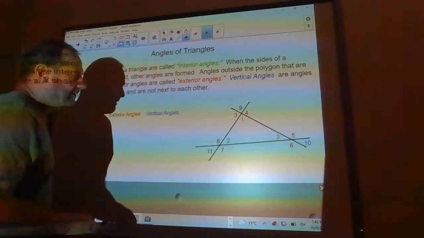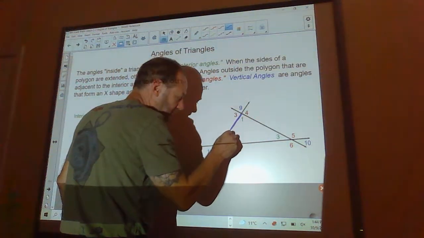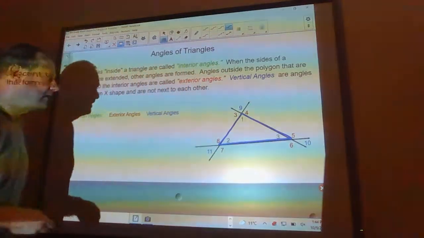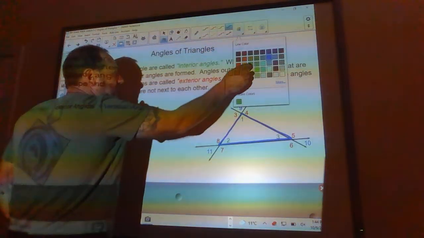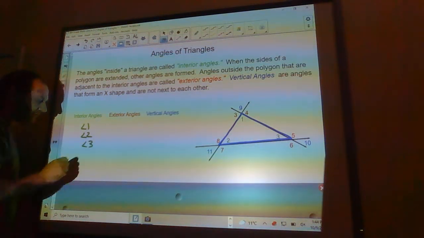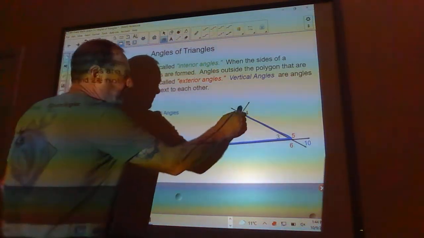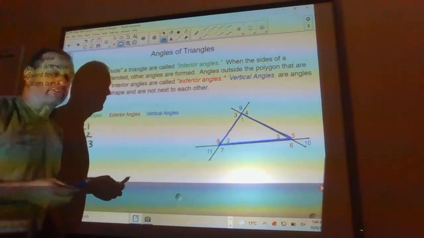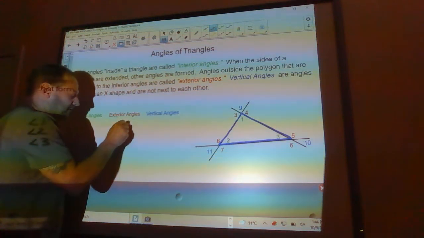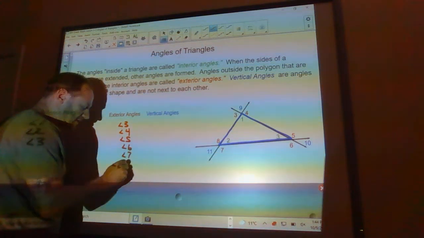So here we have a triangle that I drew. Here's my triangle. And I extended the sides. Okay, so the interior angles are easy. Angle 1, angle 2, and angle 3 are the interior angles because they're inside the triangle. Now I've got three other angles at each corner. Some of those are exterior angles, some of them are vertical angles. So the exterior angles are angles 3, 4, 5, 6, 7, and 8.